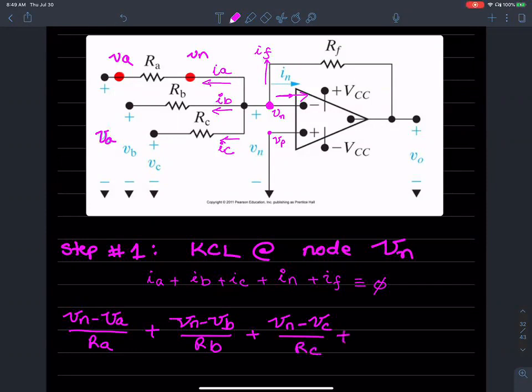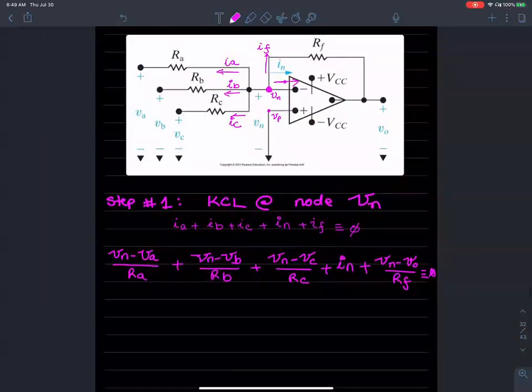Okay? Plus, then there is In. Plus, what's IF? What's the value of IF? That is Vn minus VO over RF. All of that should equal 0. Okay, so this is my step 1, KCL at node Vn. What's the step 2?